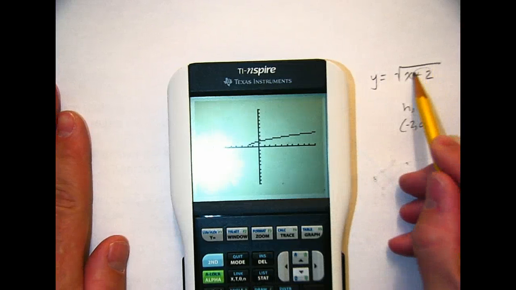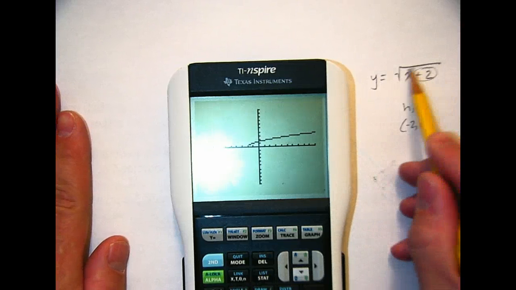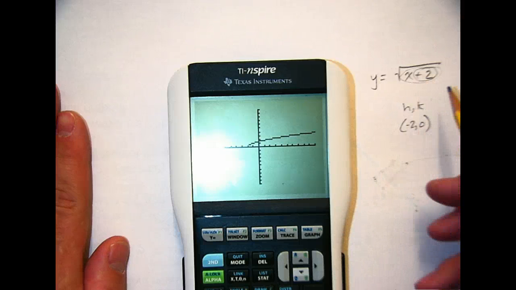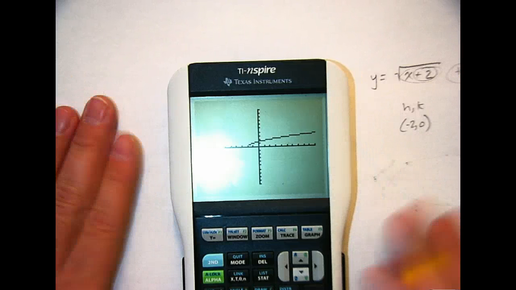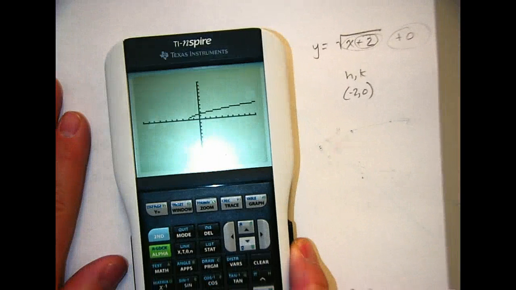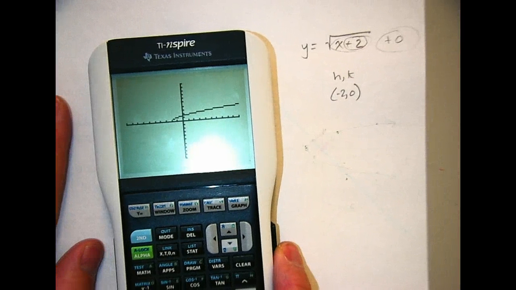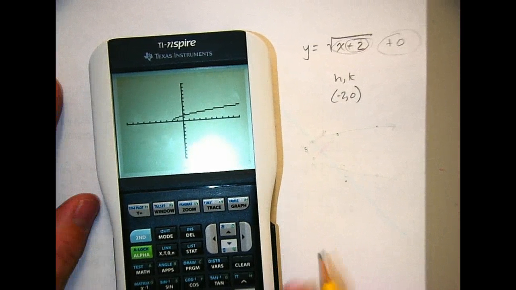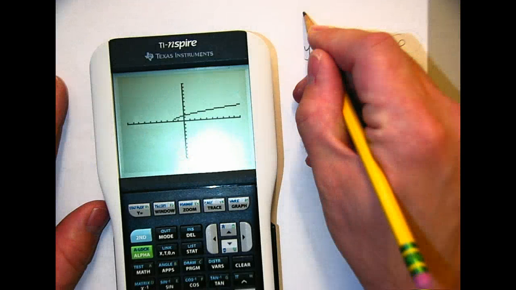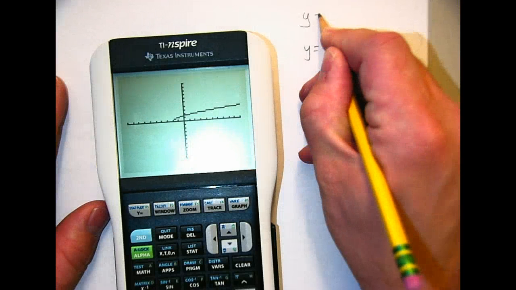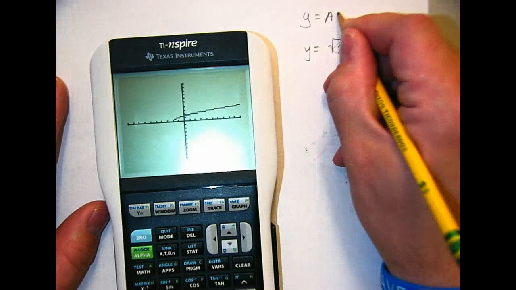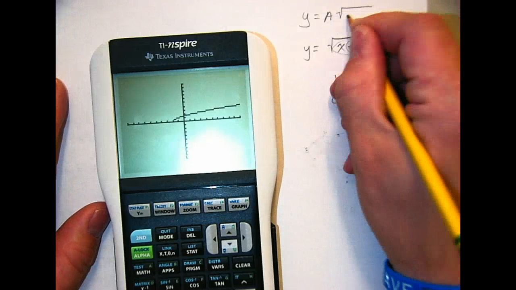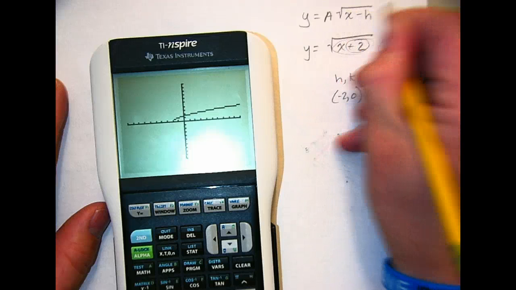Notice my h is right here again. Once again, it's coupled with x in some way. My k is out here, which in this case is 0. So it's really the same type of graphing we've done in the past. When you're dealing with vertex form for a square root, it's y equals a times the square root of x minus h, plus k.